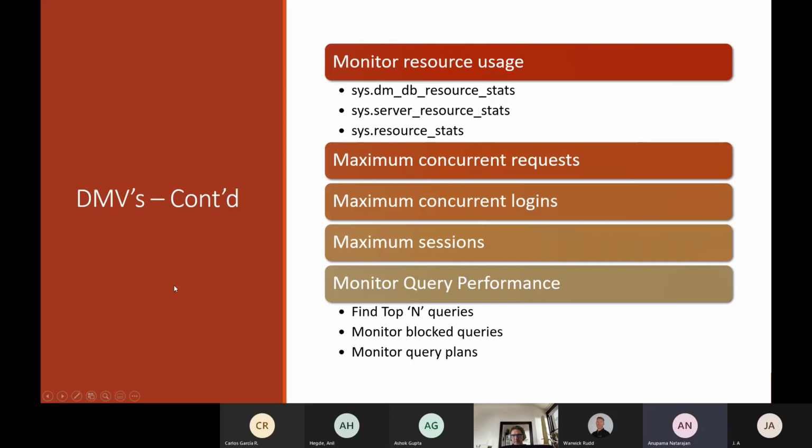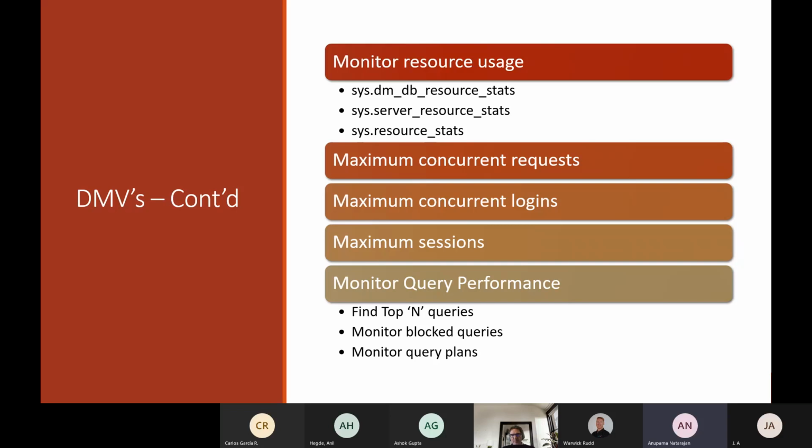A few other things that you can monitor, not only the queries and the connections that are happening, but also resource usage. There are a lot of out of the box DMVs available, where you can figure out what resources are being consumed in terms of CPUs and IOs, and how many concurrent requests and concurrent logins are happening on your Azure SQL database, as well as monitor the query performance.